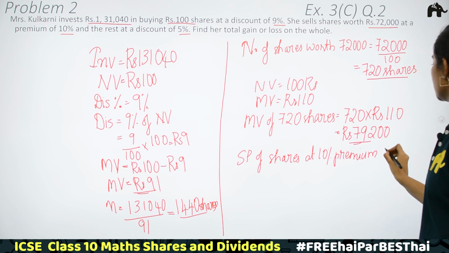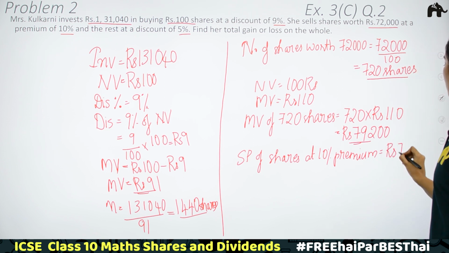At 10% premium is equal to rupees 79,200.